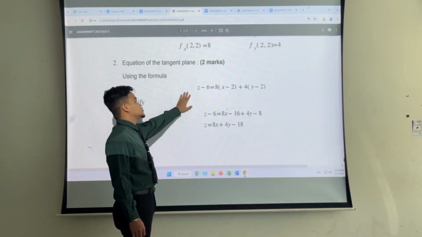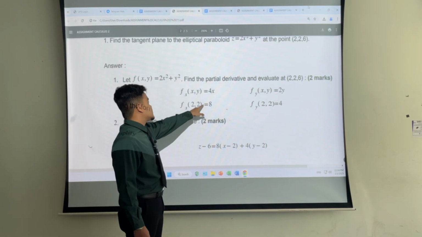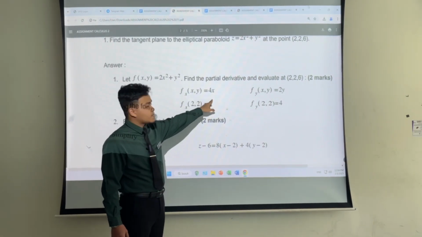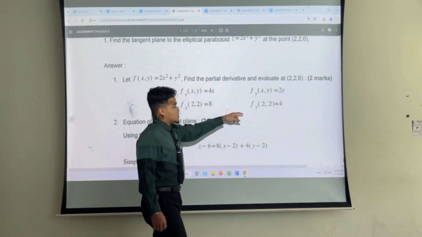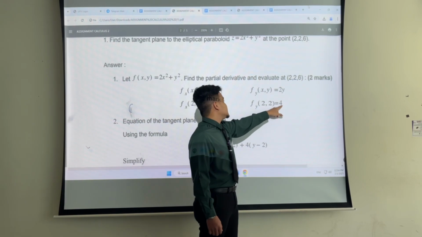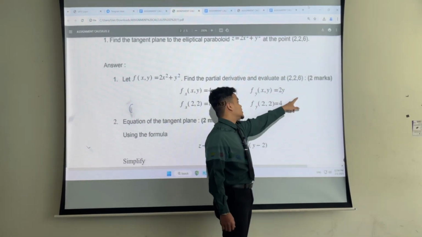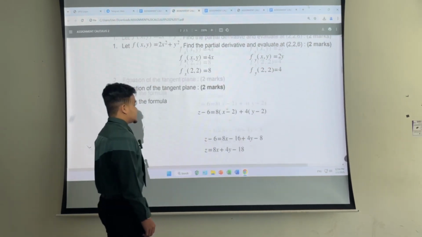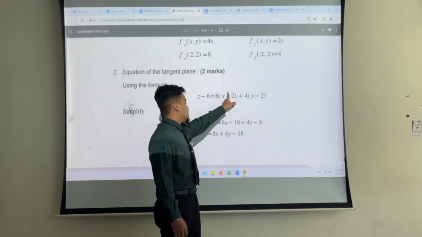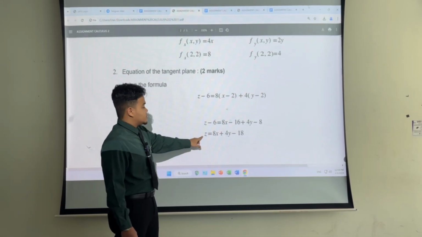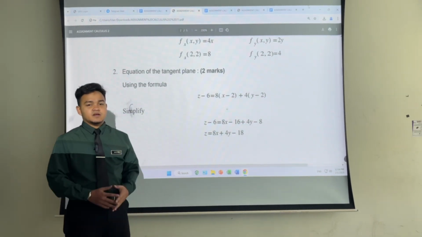Now we want to see how we get the marks. The first mark is after we find the partial derivative for x and evaluate at the point. The second mark is after we find the partial derivative for y and insert the point. Another mark we get after we insert the point into the general equation, and another mark after we simplify the general equation. So this is for question 1.